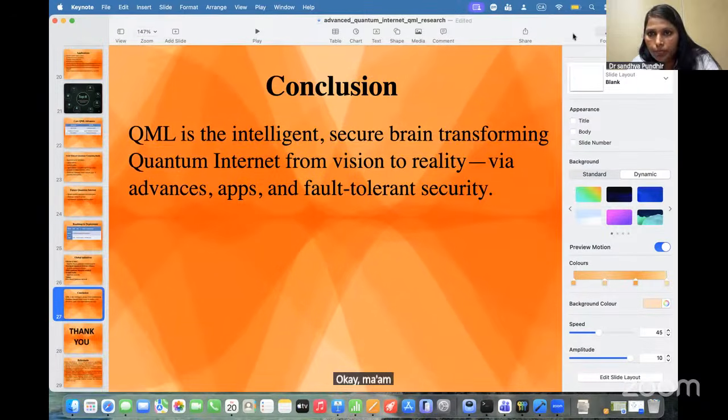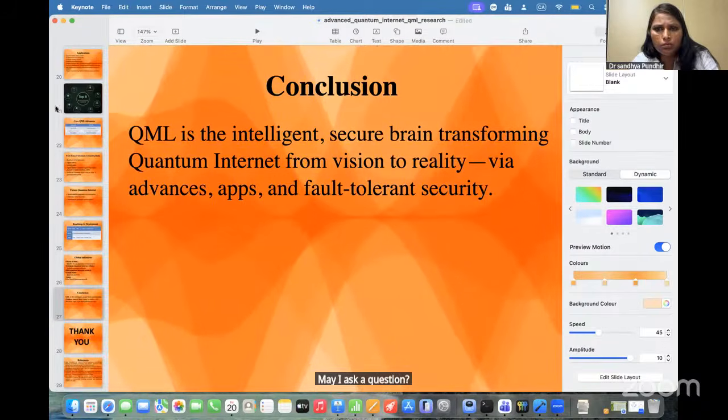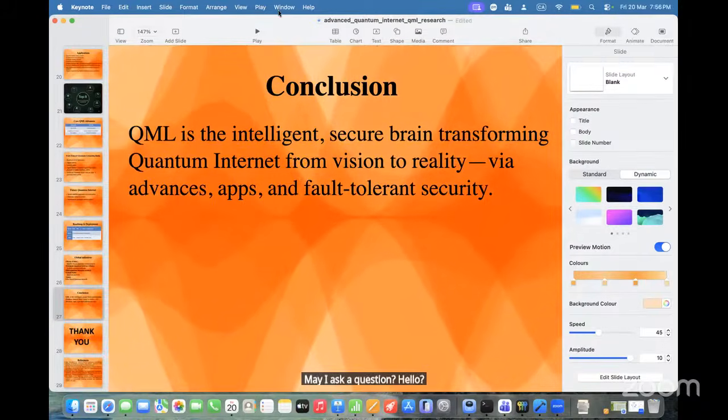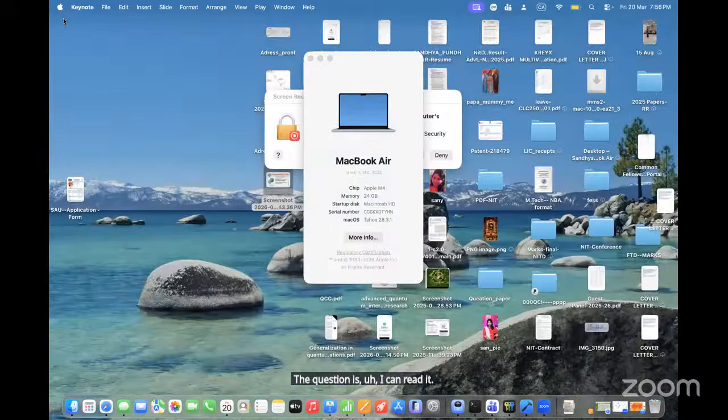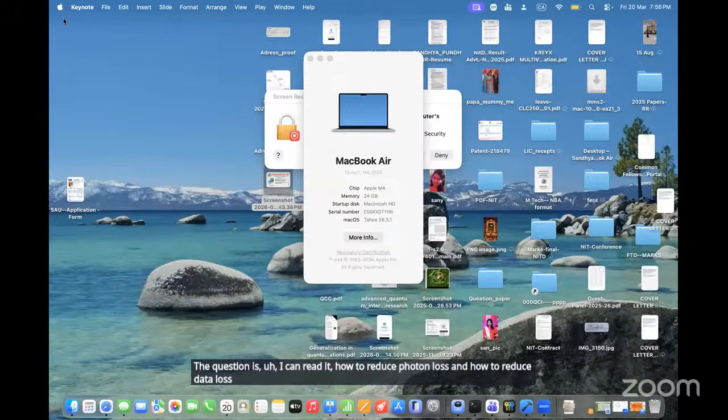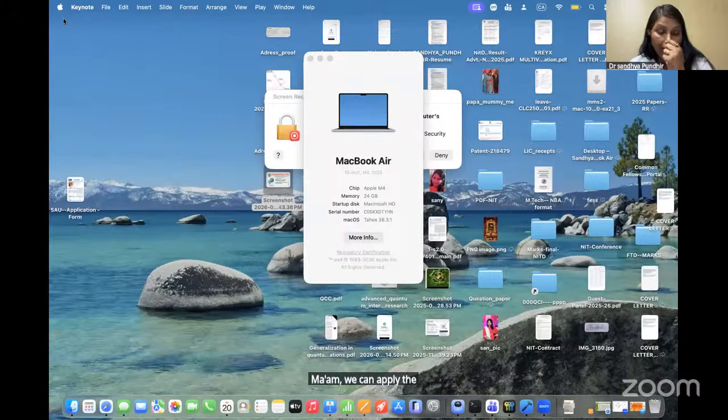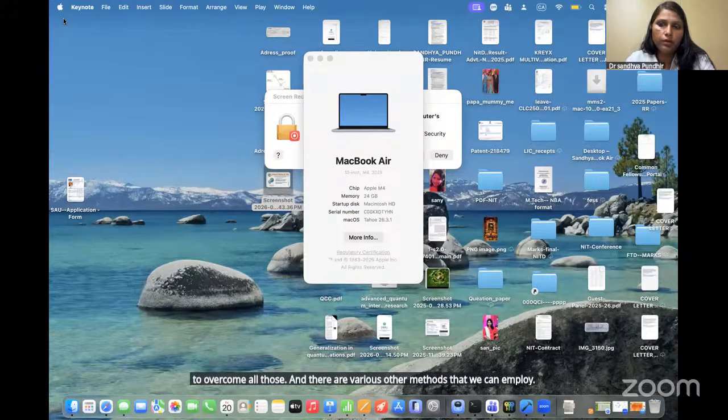Okay, ma'am. May I ask a question, Dr. Sandhya? I'm trying to see. The question is, I can read it. How to reduce photon loss and how to reduce data loss over long distance experimentally. Ma'am, we can apply the quantum error correction methods to overcome all those. And there are various other methods that we can employ, or that can be specific to the applications.